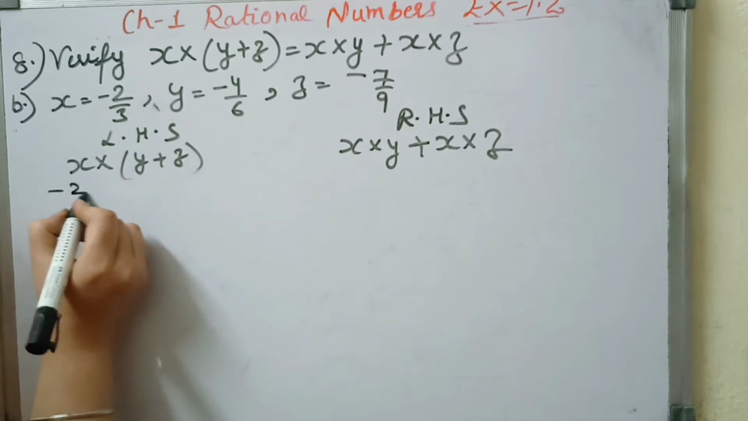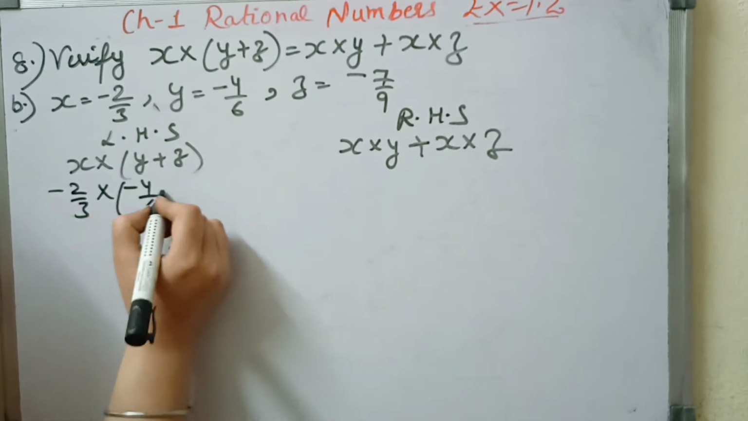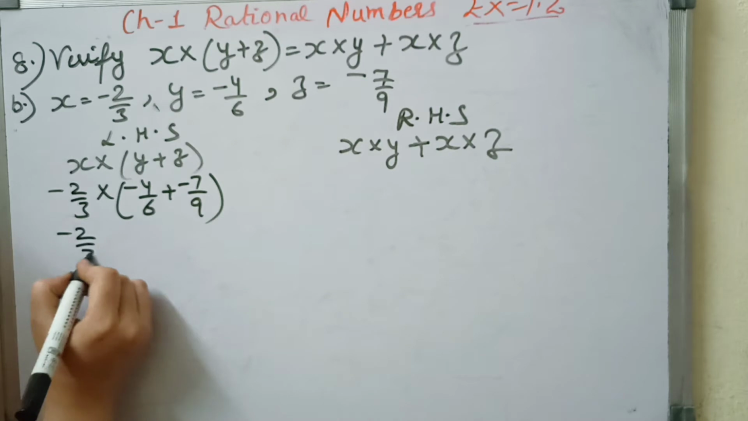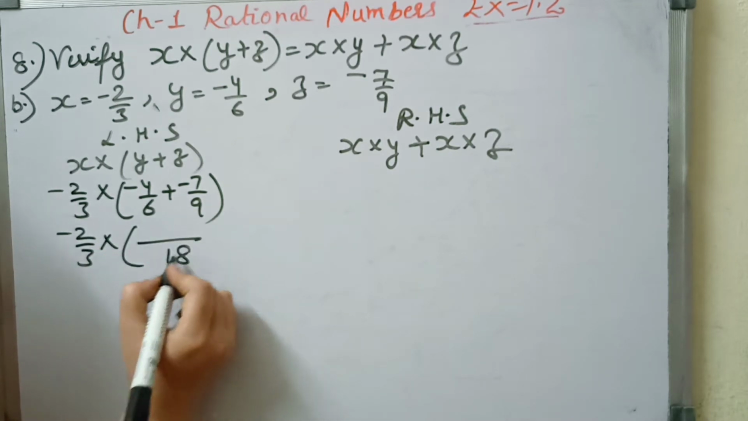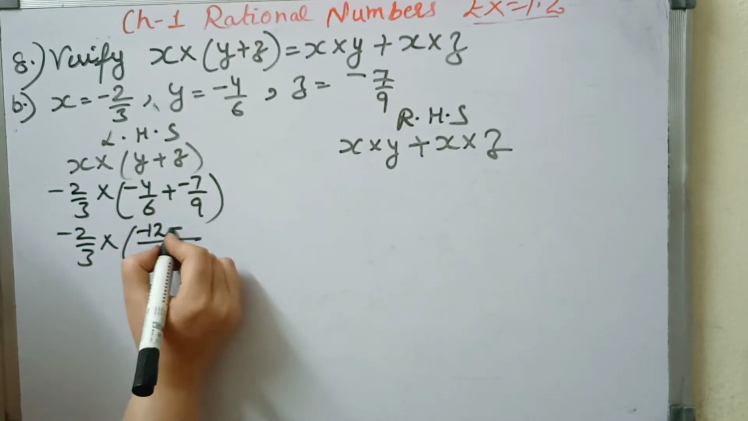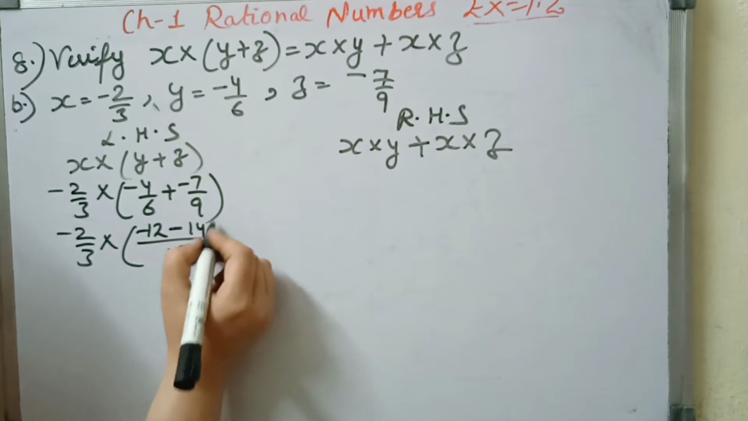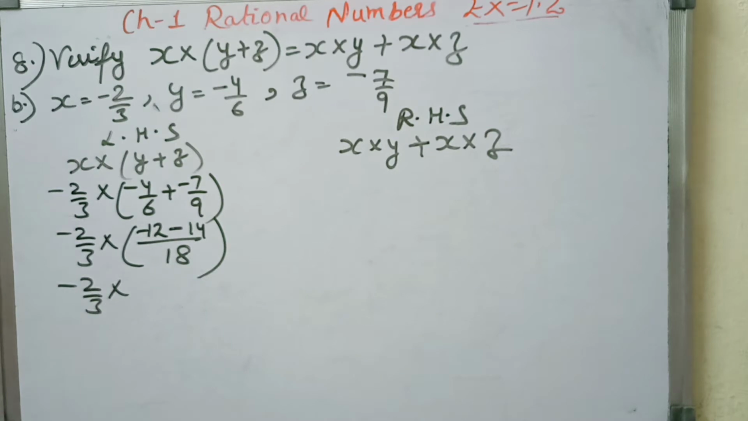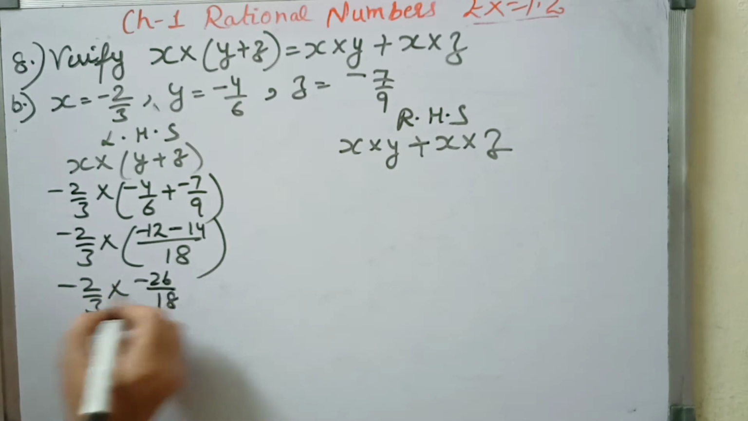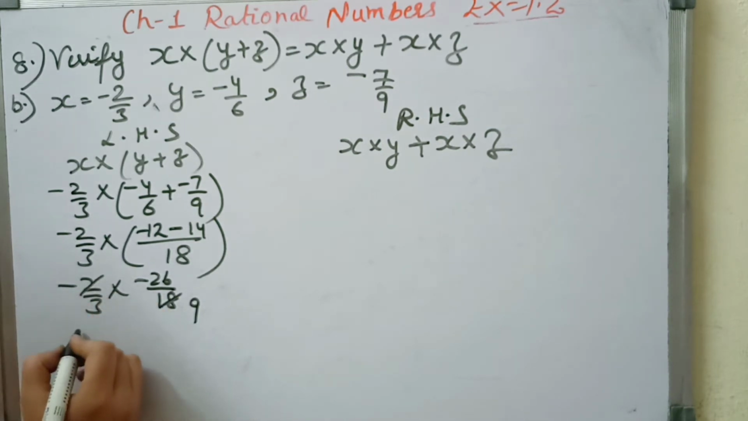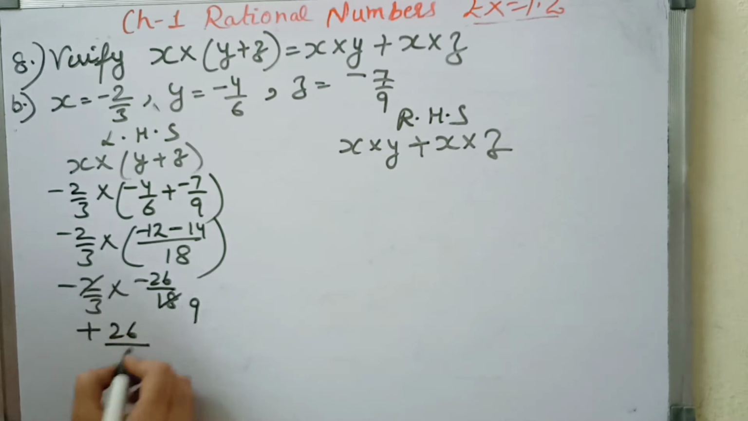Now put the value of x here, minus 2 over 3, y is minus 4 over 6 and z is minus 7 over 9. Now I simplify the bracket first of all. LCM of 6 and 9 is 18. 6 into 3 is 18, so 3 4s are 12, minus 12. Plus minus is minus. 9 2s are 18 and 2 7s are 14. It is minus 2 over 3, minus minus plus, and 14 and 12, it is minus 26 over 18. Now do the cutting. 2 9s are 18 and minus minus is plus 26, and 3 9s are 27. It is 26 over 27.